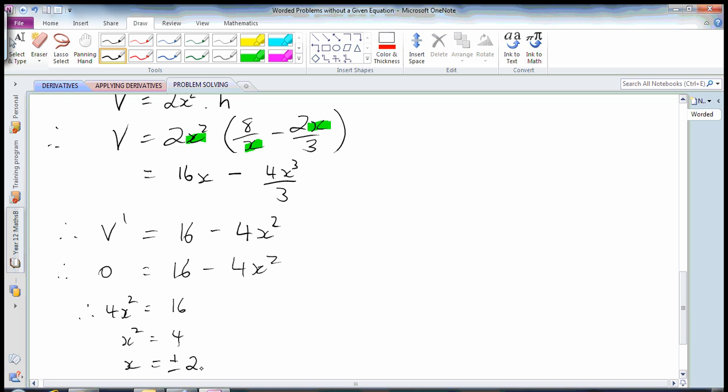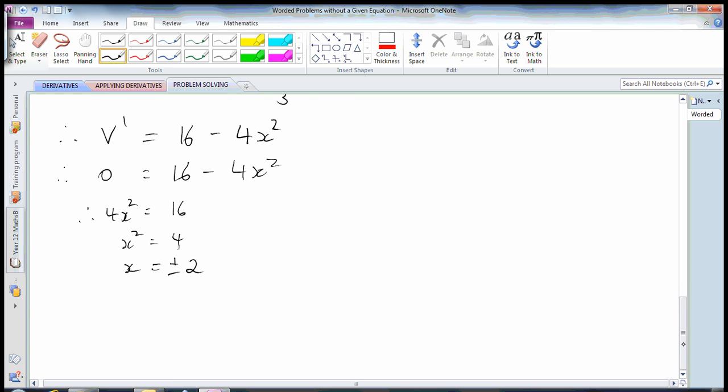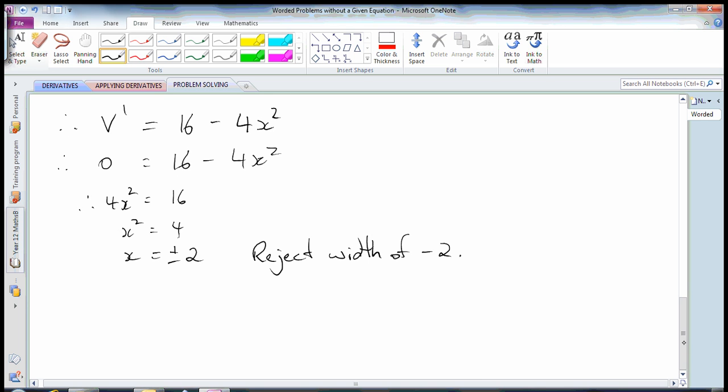And when we do the square root, we need to make a note that we get a positive or a negative result. But obviously when we're talking about the context of a cuboid container, it doesn't make sense to have a negative width. So we're going to reject a width of -2. That just doesn't make any sense to us. Okay, so what we're really saying is our stationary point, our maximum or our minimum, is occurring at the point where the width is equal to 2.